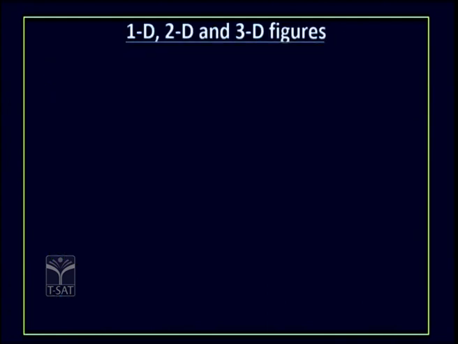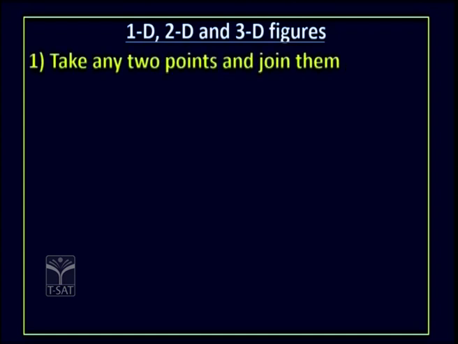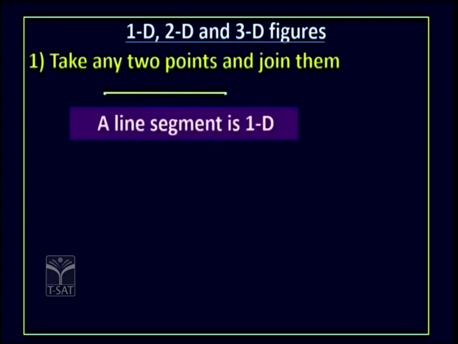Children, let us understand what are 1D, 2D and 3D figures. Take any 2 points and join them. Children, what you have to do? You take any 2 points and join them. You will get a line segment, right? So, a line segment is 1-dimensional, which has only 1 dimension.